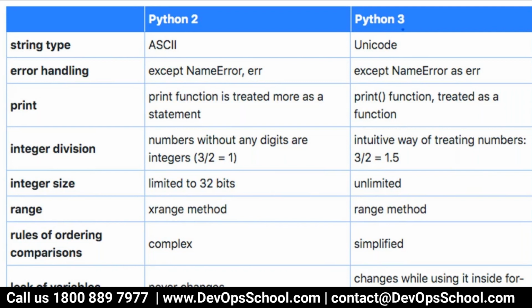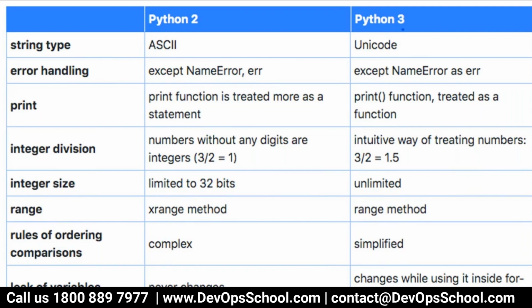So I think you should take these slides a little bit seriously. In that context, you need it, but apart from that, for learning and for doing the work, you don't need it. Just for the interview trick. So take it this way. Here, string type: Python 2 ASCII supported, Unicode supported; error handling, except NameError. Here we have a little bit of changes.